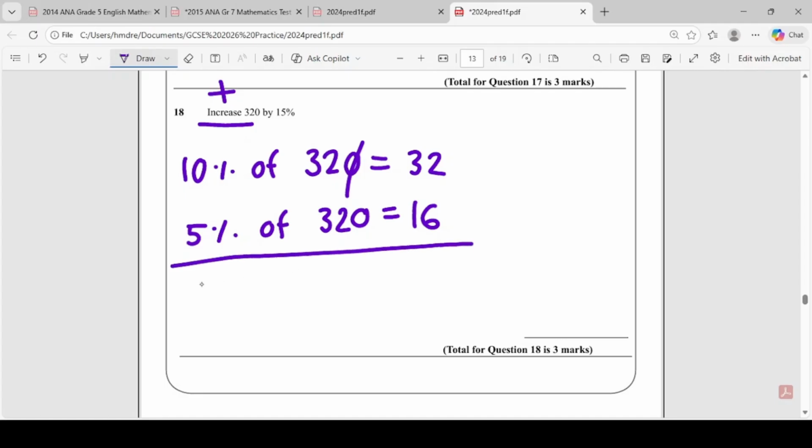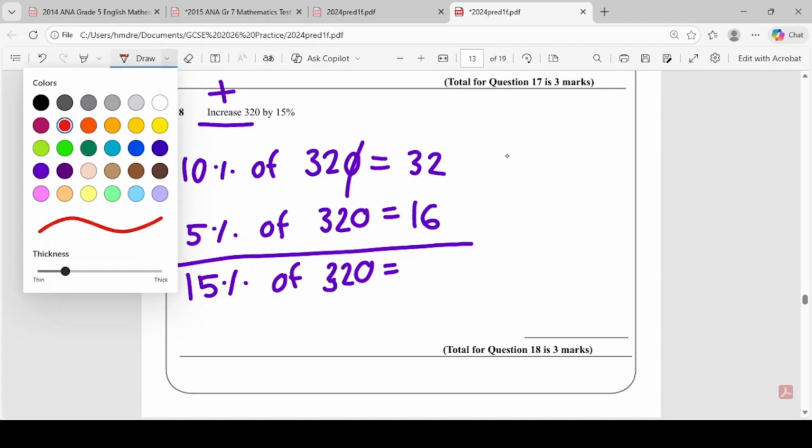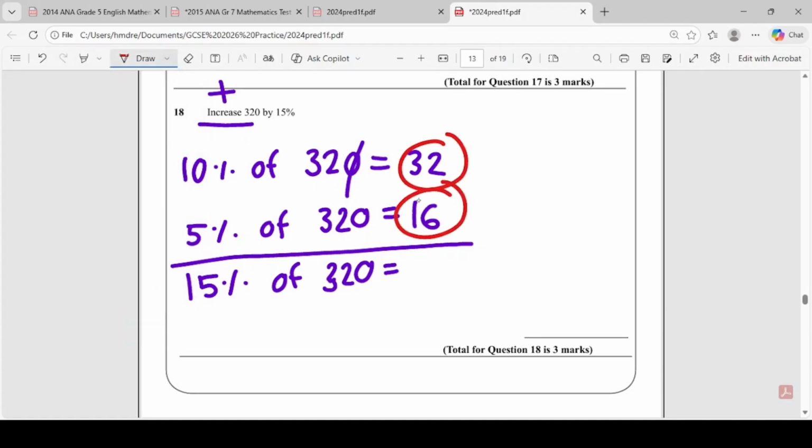And then if I want 15%, I'm just going to add these. So 15% of 320 is just 10 and 5 added. So 32 and 16. That's going to give me 48. Okay, so that is my 15%. And they say increase 320 by that. So we're just going to go 320, add the 48. Which you can write underneath each other and work it out. Or we can just say 320 plus 40 is 360 plus 8, so 368.